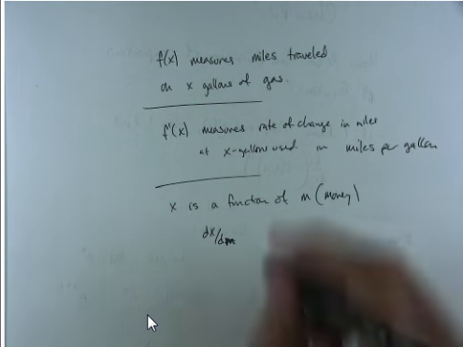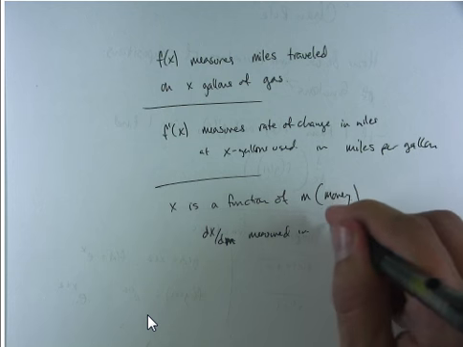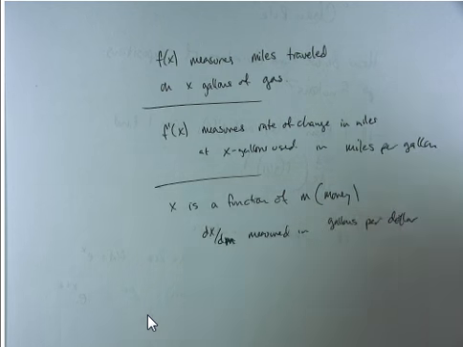This might be measured in gallons per dollar, right? This is the rate at which the number of gallons going into my tank is changing based on how much money I'm spending.